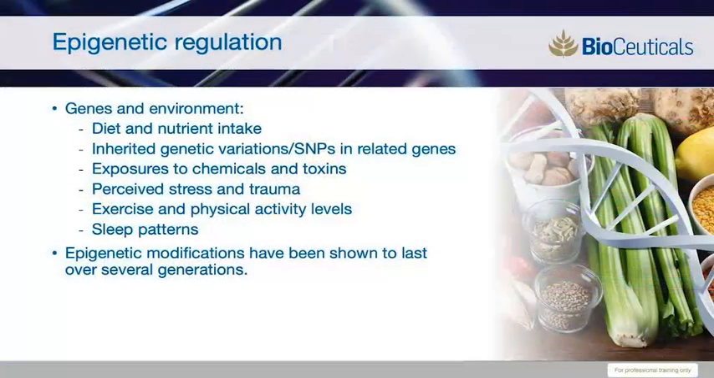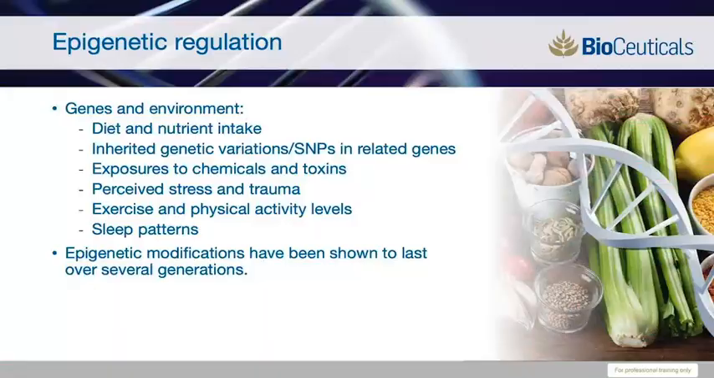Exposures to chemicals and toxins, perceived stress and trauma, exercise. Exercise changes the methylation patterns in muscles and things like that. So your environment directly influences your epigenetics. Sleep also influences the methylation patterns. And epigenetic modifications, as I mentioned, have been shown to last over several generations if the changes happen in utero. And it's just in that specific time point. So there's a global demethylation and then remethylation. So if there are some serious stresses at that time point, that will last through to adulthood.